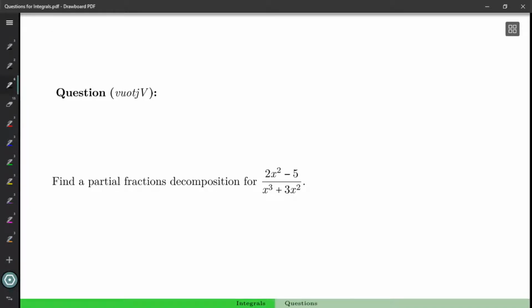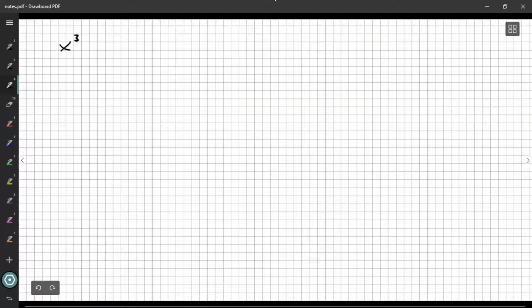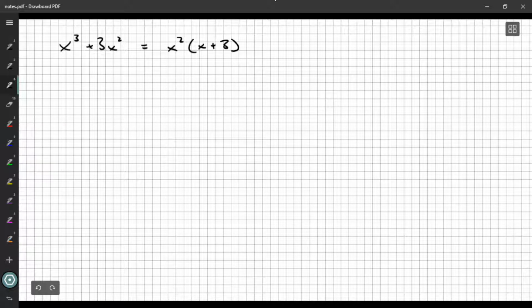Find a partial fractions decomposition for (2x² − 5) over (x³ + 3x²). So first thing we should probably do, factor this denominator. You can see both terms have an x², so we'll pull that out. So we get x² times (x + 3). Notice that we have a repeated linear factor, so that alters our setup a little bit.